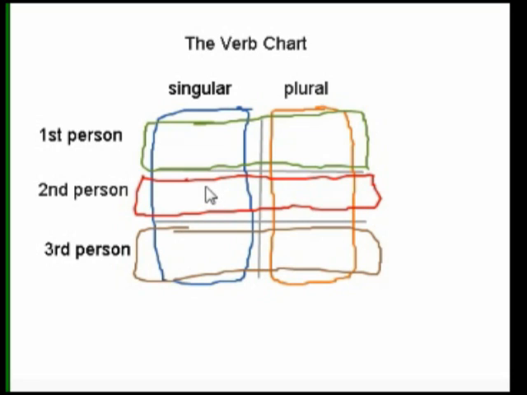That's how the verb chart is organized. It makes it very easy to go to the chart and find out specifically what it is that we're looking for.